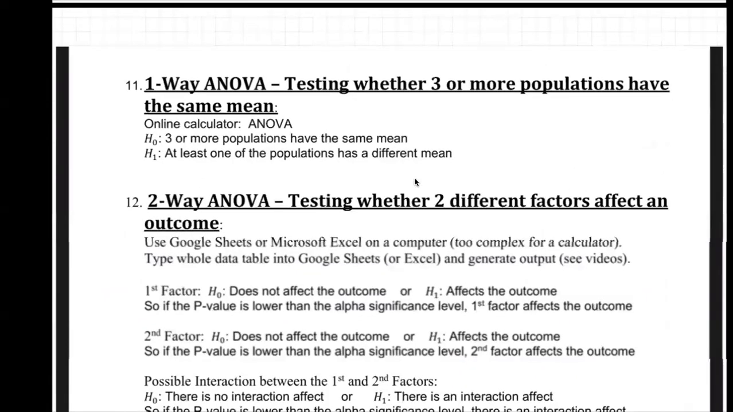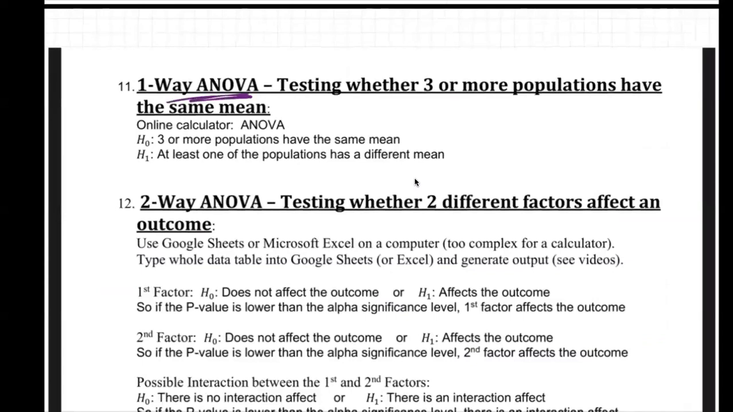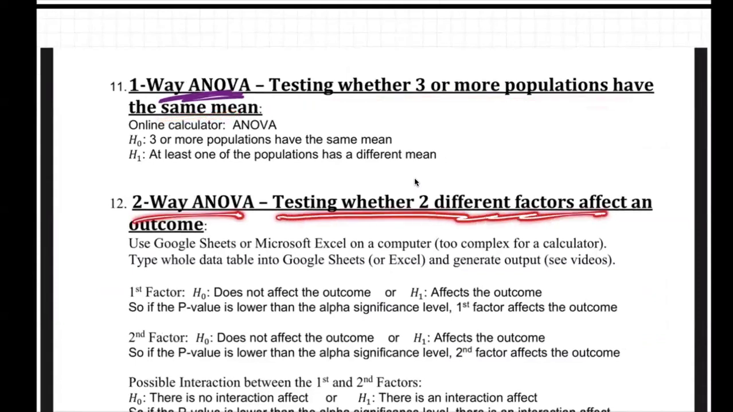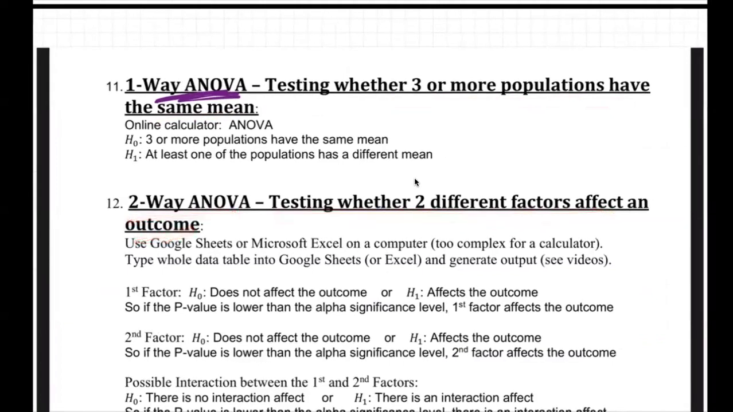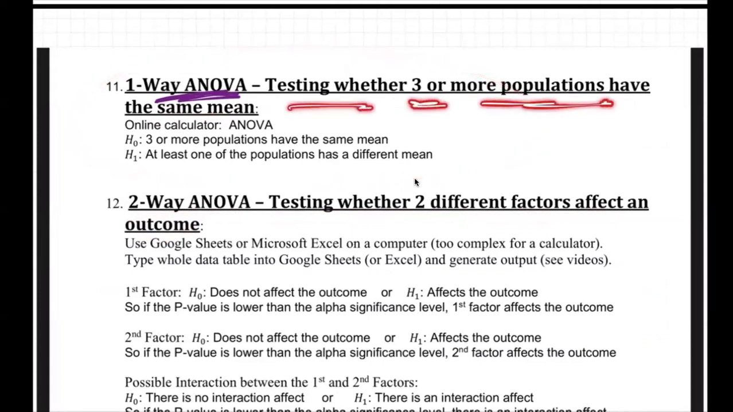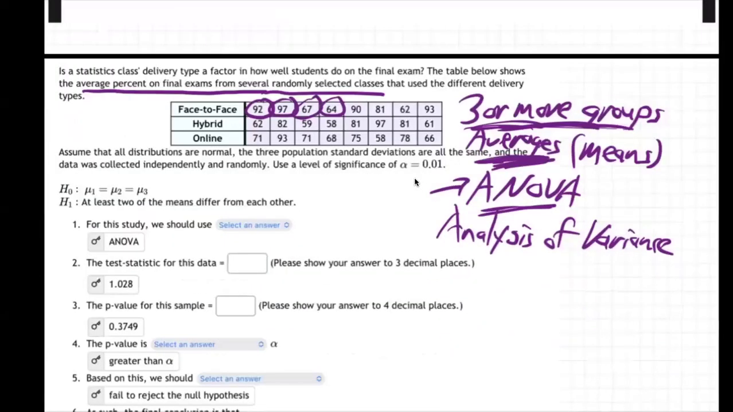So we go, okay. Now there's one way or 2 way. This is just one way ANOVA. Why? Because we're just testing whether 3 or more populations have the same mean. 2-way ANOVA is if you're testing whether 2 different factors affect an outcome. They'll be really specific about that when they ask you about 2-way ANOVA. So this is 1-way ANOVA. We're just testing whether 3 or more populations have the same mean. That's exactly what they say. They say, is delivery type a factor? Are the averages all the same, or are they different? That's what we're testing.